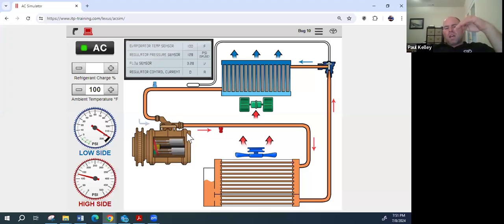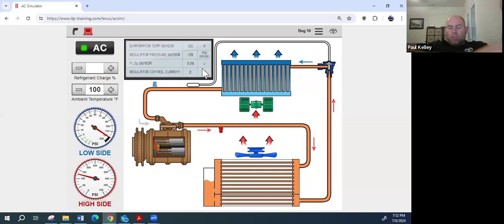This compressor is basically inop, but not because the compressor is no good. This compressor is not being commanded. See, you're looking at regulator control current. It's not being commanded on. Look, it's 0 amps. Do you agree? You guys all follow what I'm saying?